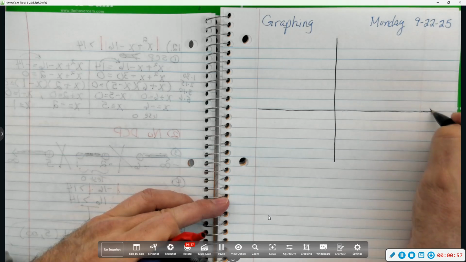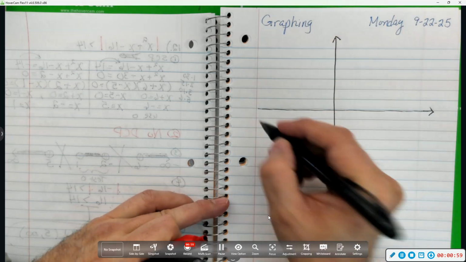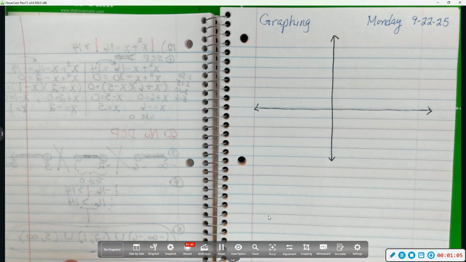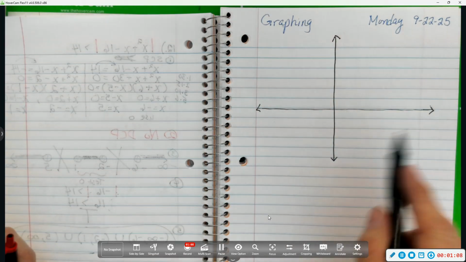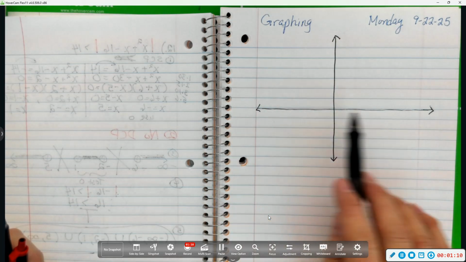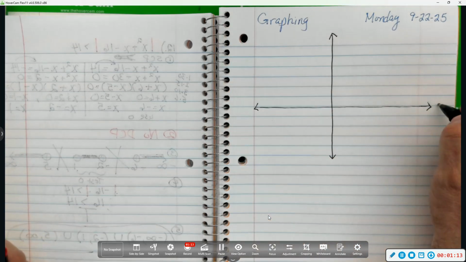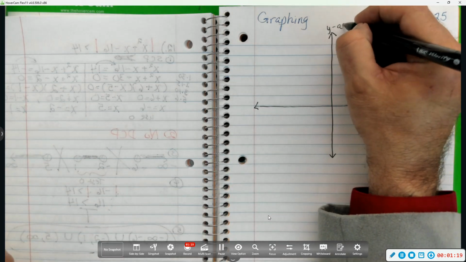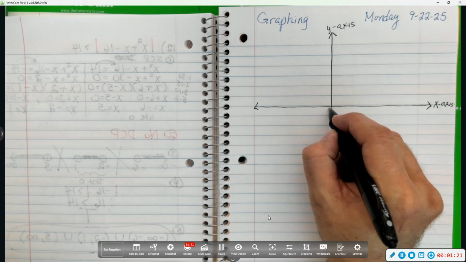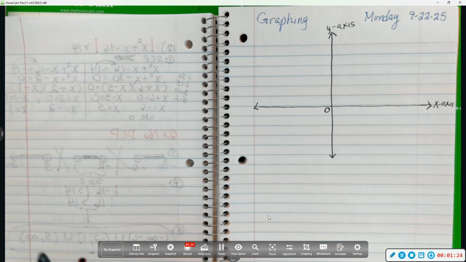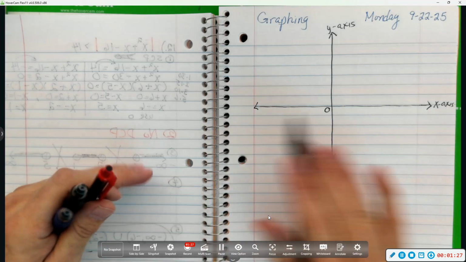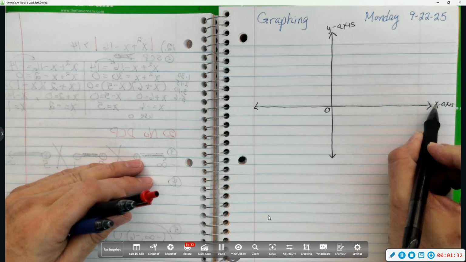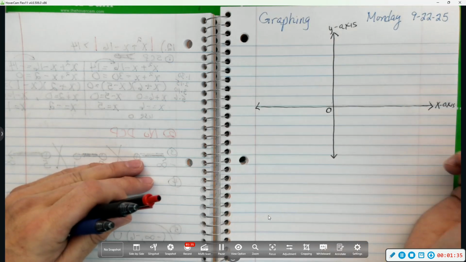This is starting something new today, not new to the world of math, but new in the sense that we haven't done any graphing. When we're graphing, we have an x-axis and a y-axis. The x-axis is just a horizontal number line, and the y-axis is a vertical number line. On this rectangular coordinate system, or graph paper, we have the positive numbers going to the right on the x-axis, and up on the y-axis.